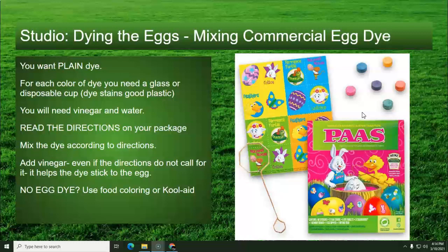If you don't have any egg dye at all and you still want dyed eggs, you can use food coloring, just dilute it with some water, or Kool-Aid. Use a whole package of Kool-Aid to about a cup of water with a little bit of vinegar, and that will dye your egg.